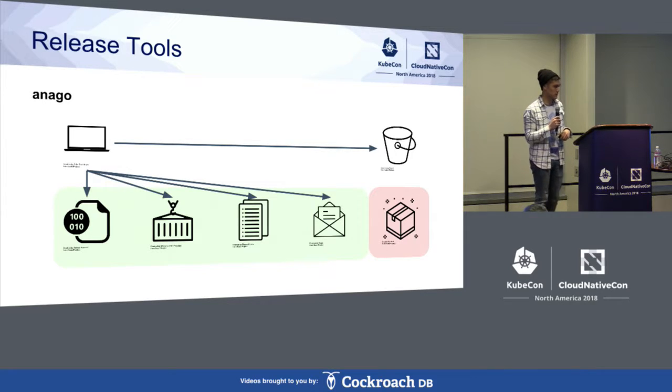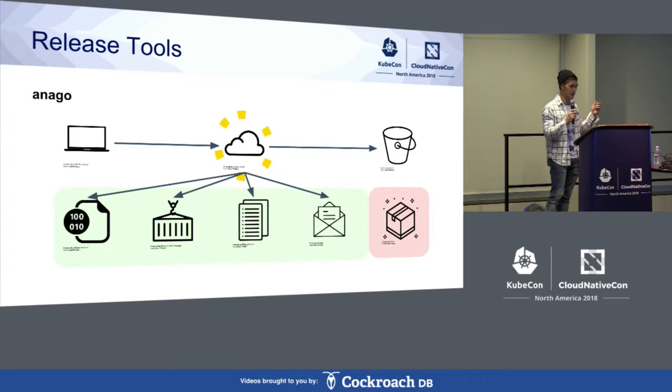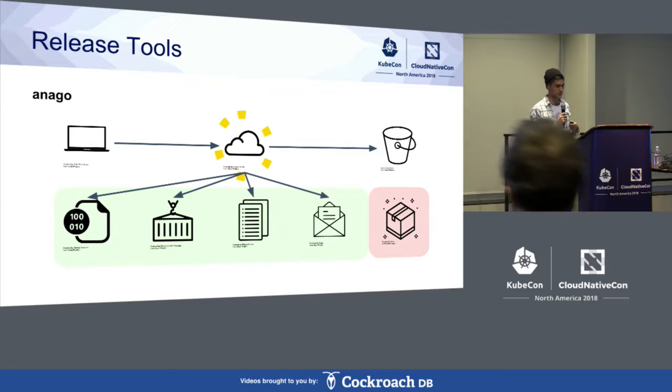So we have a tool, Anago. We run it on our laptop. It pushes a bunch of stuff to a bucket, right? That's not quite right, because we don't actually want to build anything on our laptop and depend on hardware that one person has. So of course, we want to do that all in the cloud, and this is where Google Cloud Build comes in, because that's going to be the platform to build these things and push them to the correct place.